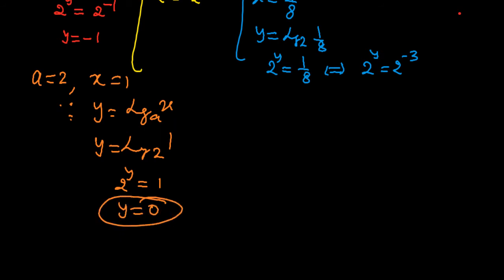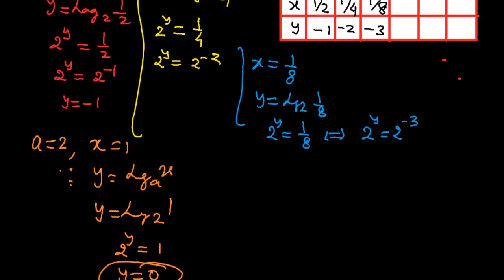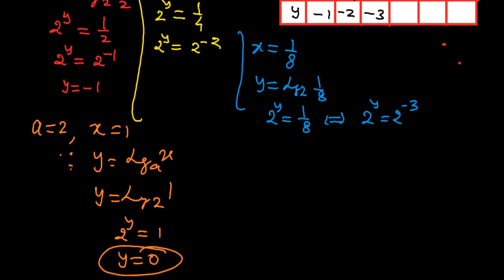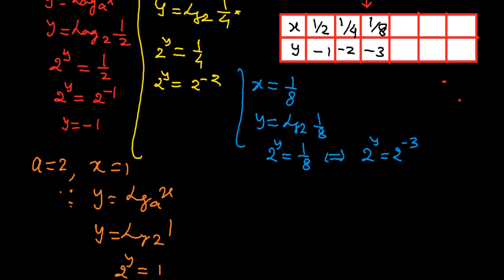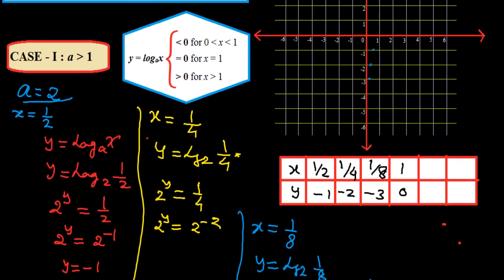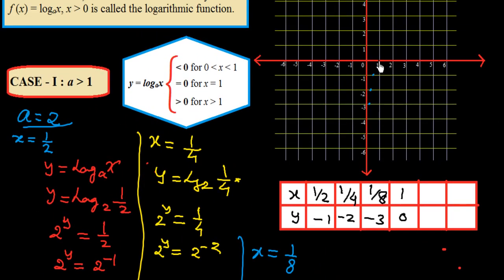So here we get x is equal to 1 and y is equal to 0. So we plot x is equal to 1 and y is equal to 0, which would be on the x-axis. The point would be here. So we have got this point here.